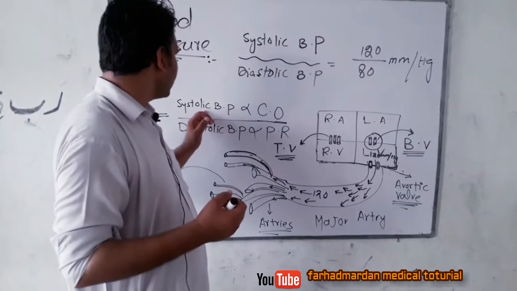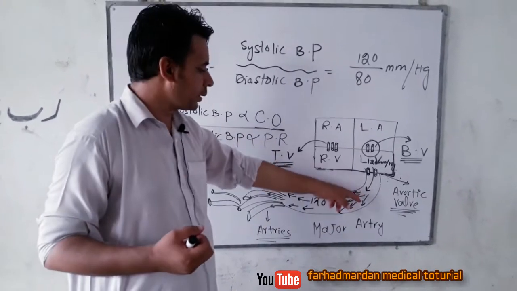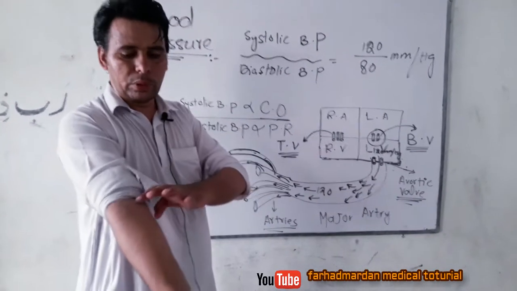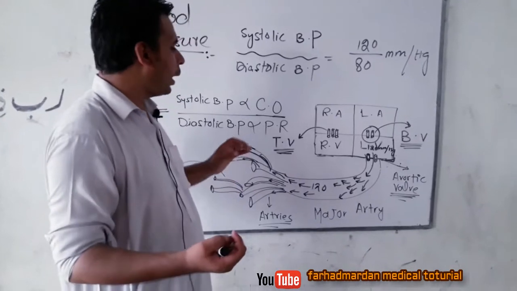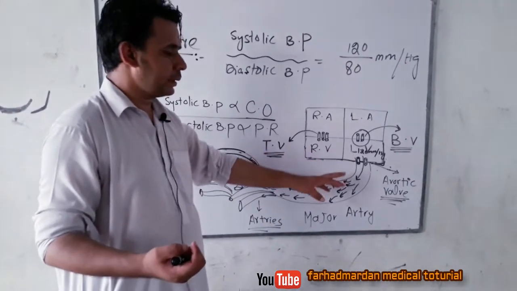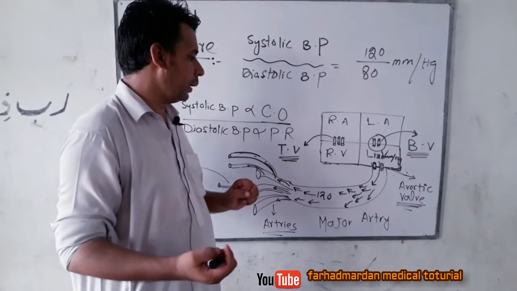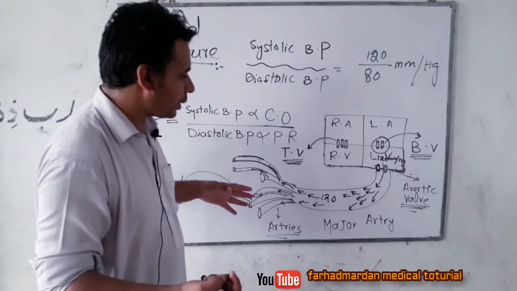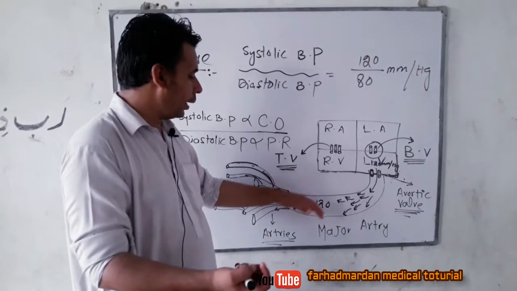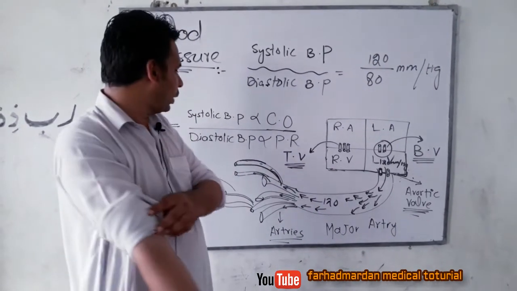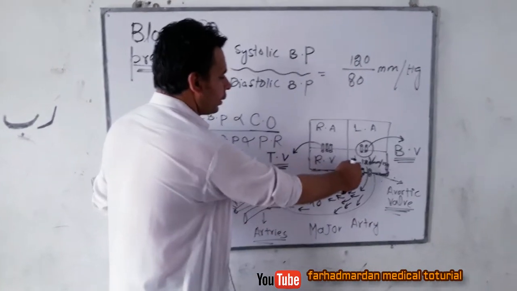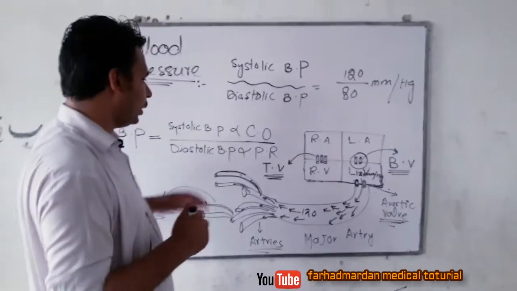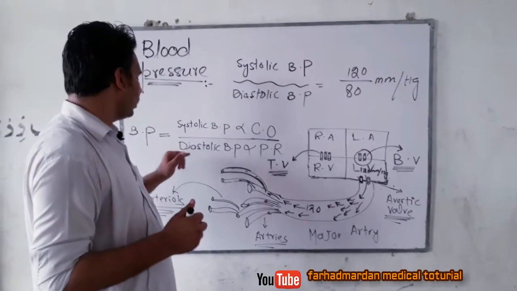Systolic BP is the pressure which you record from your major artery here at the peak of the systole of your left ventricle, and the blood pressure which you record here in the major artery at the peak of the diastole of the left ventricle will be considered as diastolic BP.